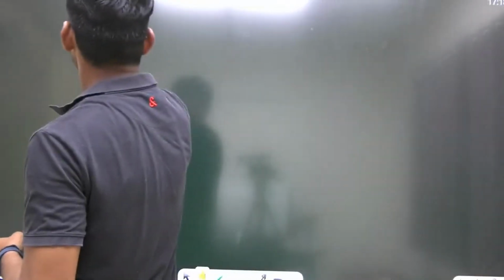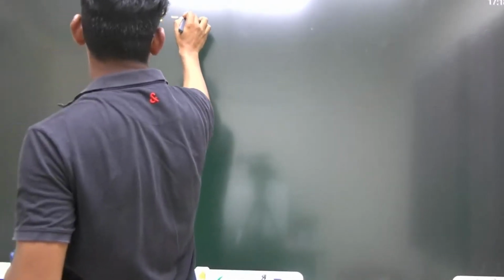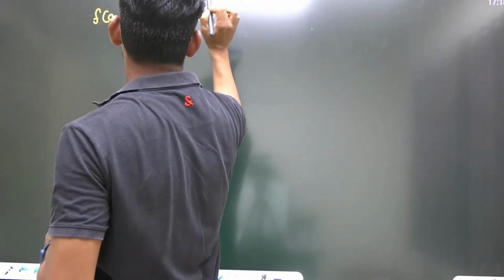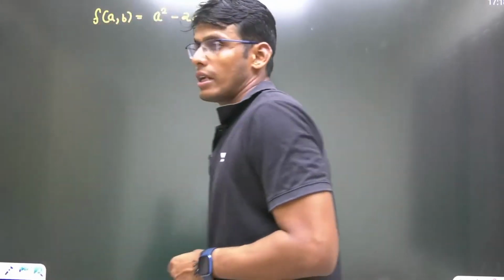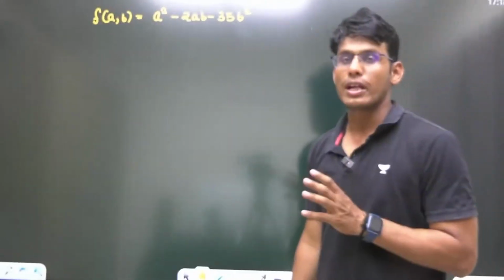Yes. So let's factorize a comma b, a square minus 2ab minus 35b square. Let's do it like this.